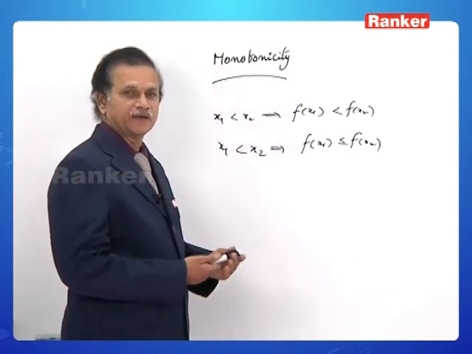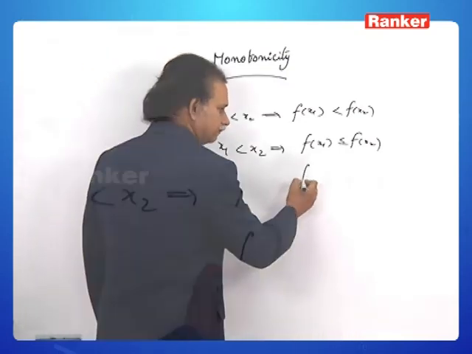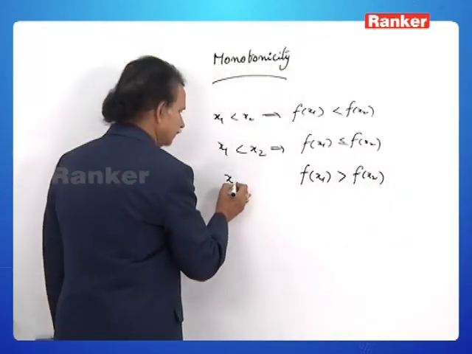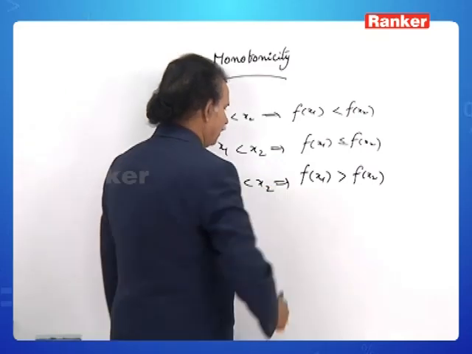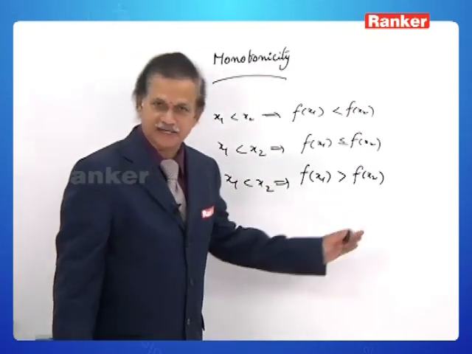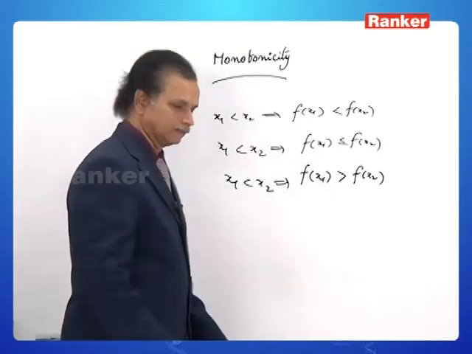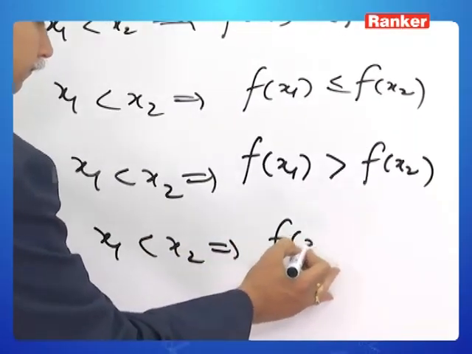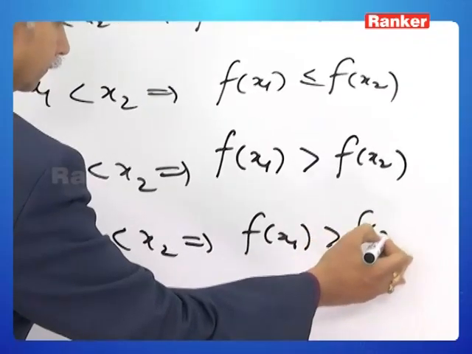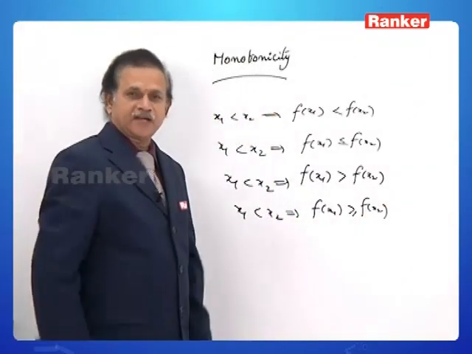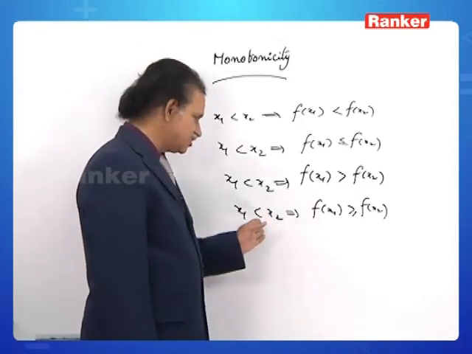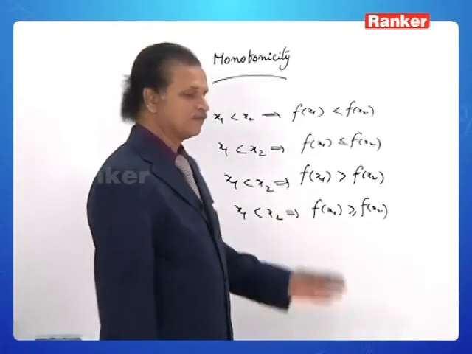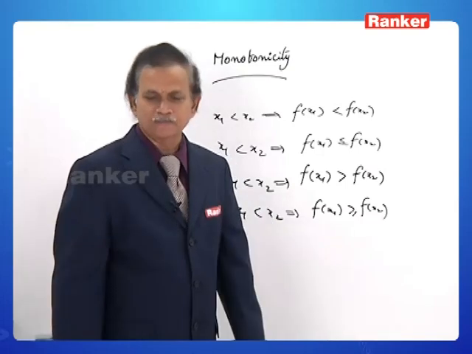Similarly, if x1 less than x2 implies f of x1 greater than f of x2, then f is strictly decreasing. And if a condition of this sort is satisfied, then we say that f is non-increasing. Out of all these four cases, we say that f is monotonic.